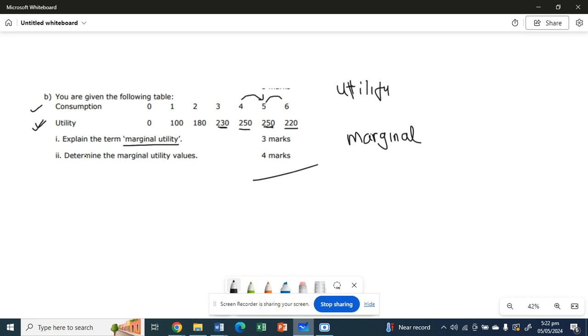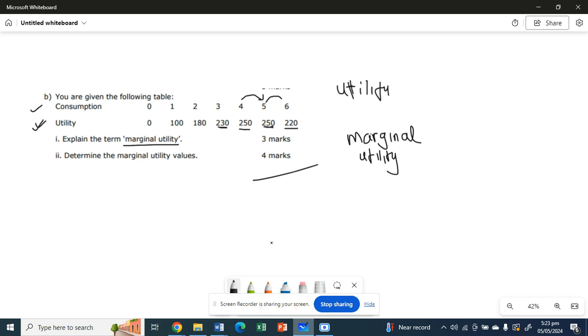So in part 2, which says determine the marginal utility values, you're going to see how we get our marginal utility. Anytime in economics you hear the word marginal, just think additional. You're going to hear a lot of marginal things: marginal production, marginal cost, marginal benefit. All of those just mean the additional. If it's marginal production, the additional production from producing one more unit. If it's marginal revenue, the additional revenue from selling one more unit. If it's marginal utility, the additional satisfaction you get from consuming one more unit.